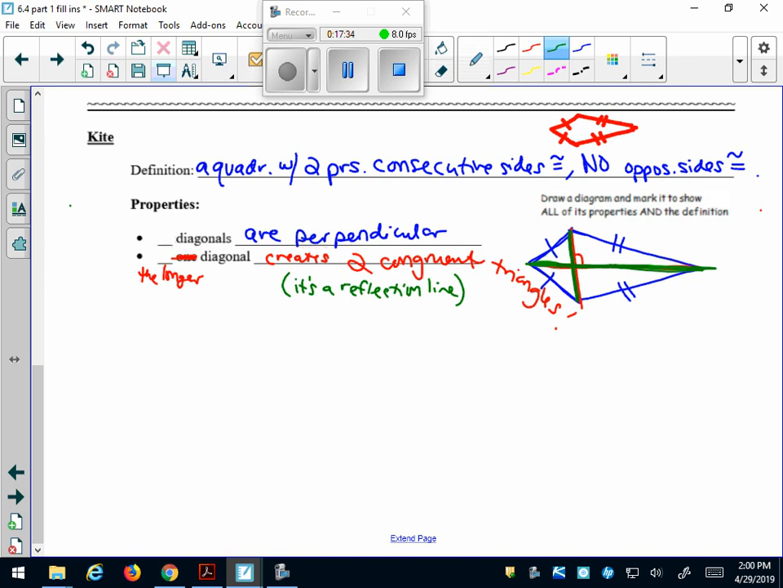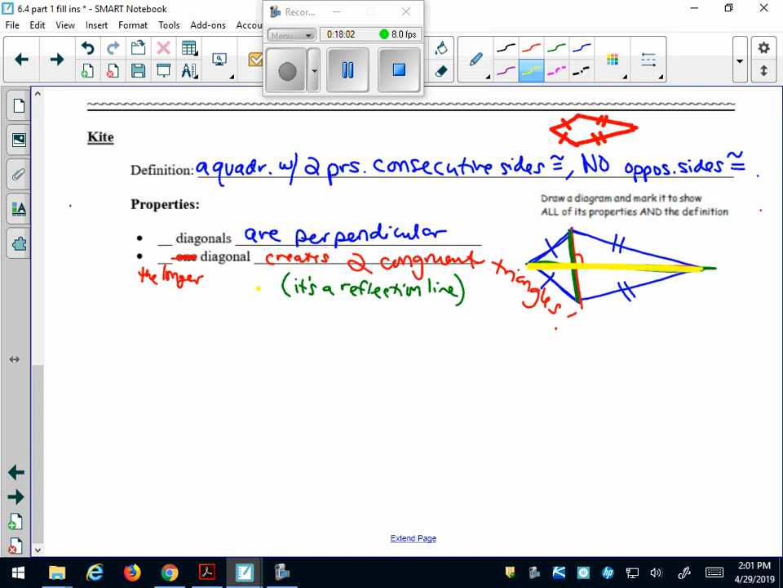And the other property, and I kind of changed this one a little bit. Instead of one diagonal, I put the longer diagonal. The longer diagonal, this one is longer, creates 2 congruent triangles. So you split it down that longer diagonal, and the top triangle and the bottom triangle, or left and right, depending on how it's drawn, are congruent.